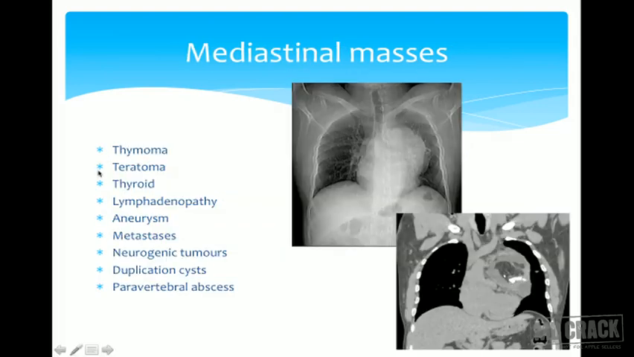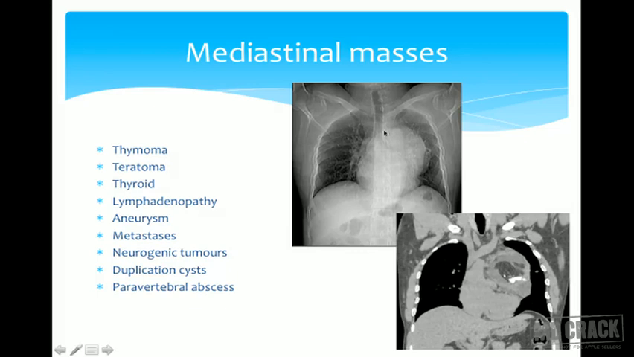Mediastinal masses would include thymoma, teratoma, an ectopic or retrosternal thyroid, lymphadenopathy, aneurysms, metastasis, neurogenic tumors, duplication cysts, or paravertebral abscesses. What I mean by duplication cysts are cysts arising from the esophagus, the trachea, the bronchus, or even the lung.